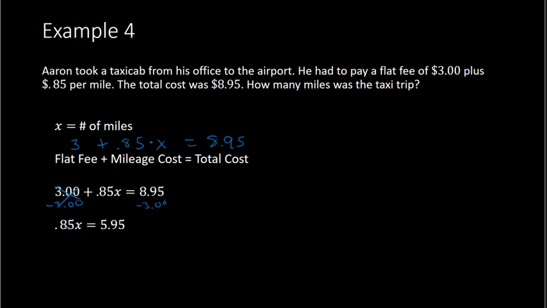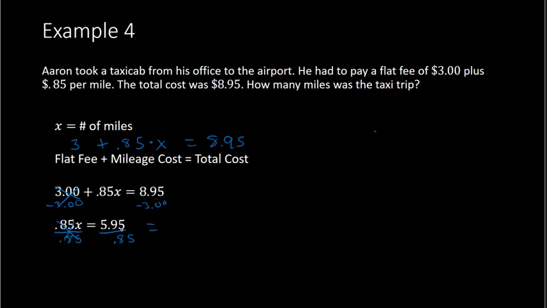And then from here, I can get rid of the 0.85 by dividing. So I divide both sides by 0.85. And when I do that on the left side, these will cancel. On the right side, I have 5.95 divided by 0.85.